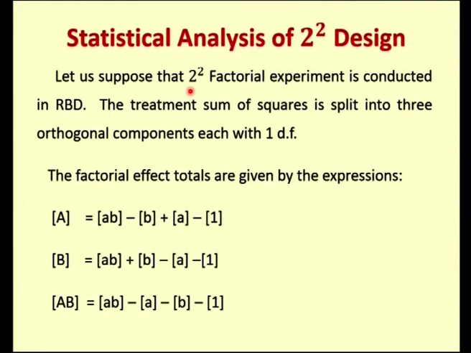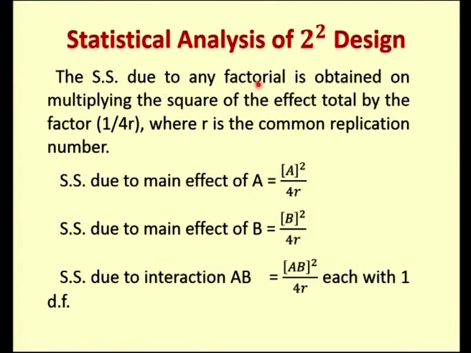Now we will have the statistical analysis of the 2 square design. Let us suppose that a 2 square factorial experiment is conducted in RBD, and the treatment sum of squares is split into 3 orthogonal components, each with 1 degree of freedom. The factorial effect totals are given by [A], [B] and [AB], and the sum of squares due to any factorial effect is obtained by multiplying the square of the effect total by the factor 1 by 4r, where r is the common replication number.